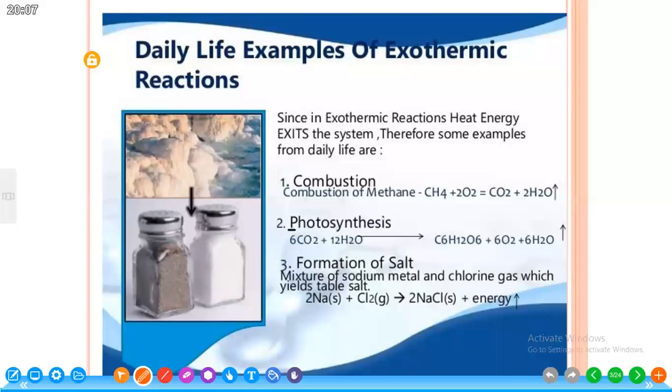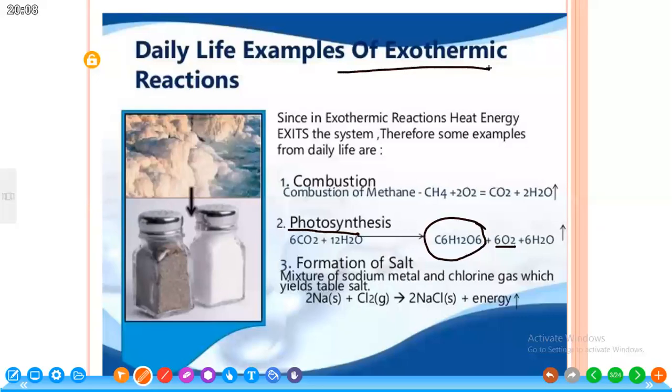And next one, photosynthesis. In the photosynthesis process, the carbon dioxide and water react in the presence of chlorophyll and sunlight, and glucose is formed. The byproduct is oxygen, and water is also a product here. At that moment, the heat is also lost into the environment. So that is also an exothermic reaction. The heat loss is called an exothermic reaction.